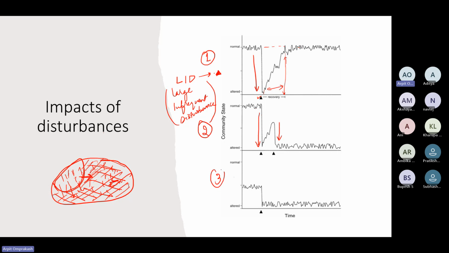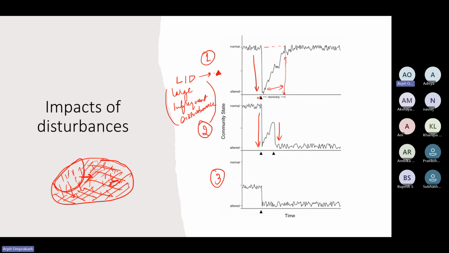Right. Now, the third example is when the community is initially in a, so this was the second one. This is the third one. So the third example is when the community was initially in a somewhat disturbed state, and then there's a large and frequent disturbance. So what happens is the community enters into an altered state and then doesn't bounce back. So there are different kinds of disturbed states.